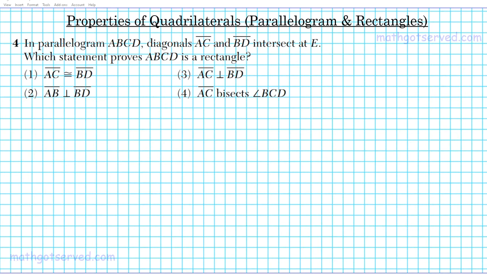In this clip, we're going to be looking at properties of quadrilaterals. We're going to be looking at parallelograms that are rectangles. Question 4 reads, in parallelogram ABCD, diagonals AC and BD intersect at E. Which statement proves ABCD is a rectangle?